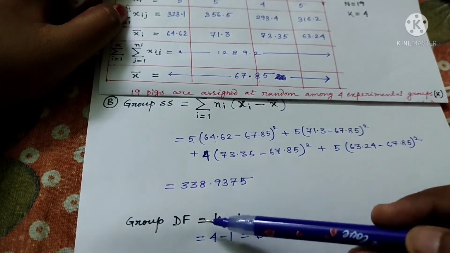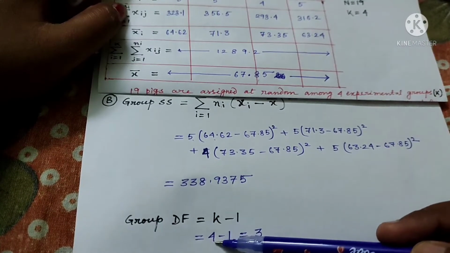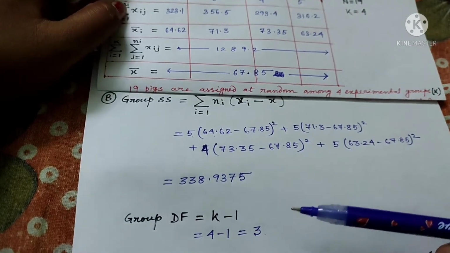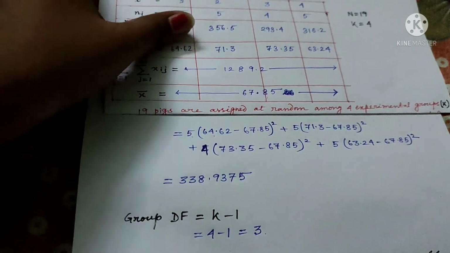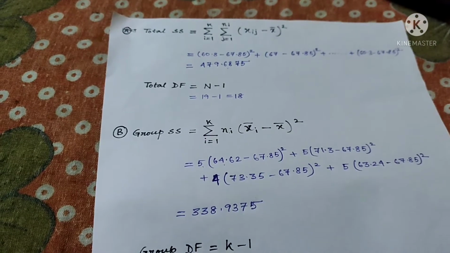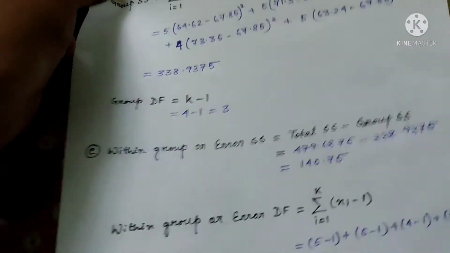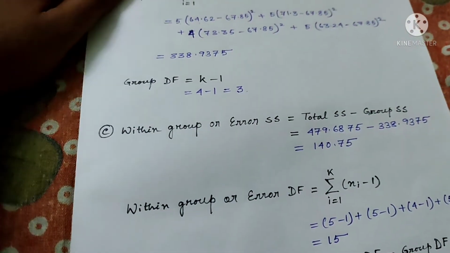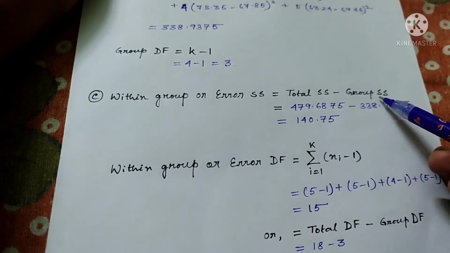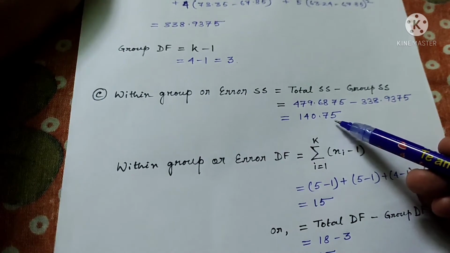Now for group DF, you have to subtract 1 from the number of groups. Here the number of groups is 4, so subtract 1 and you will find the value as 3. So group DF is 3. Now we have got the total SS and total DF, along with the group SS and group DF. Next you have to find out the within group or error SS. Error SS is nothing but the total SS minus the group SS. So just subtract group SS from total SS and you will get the value of error SS.